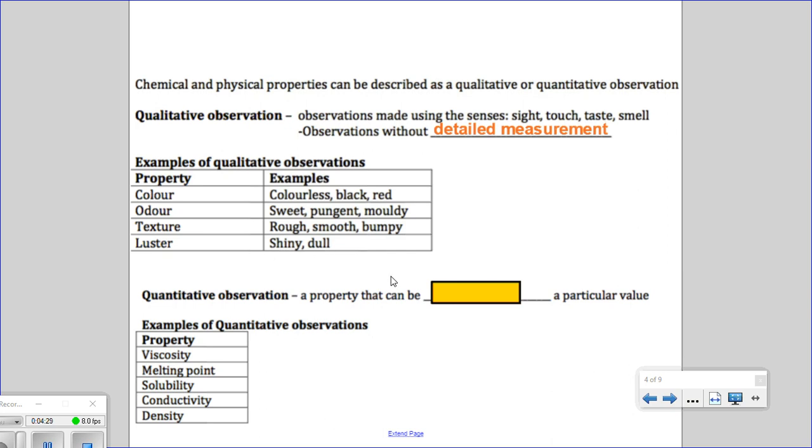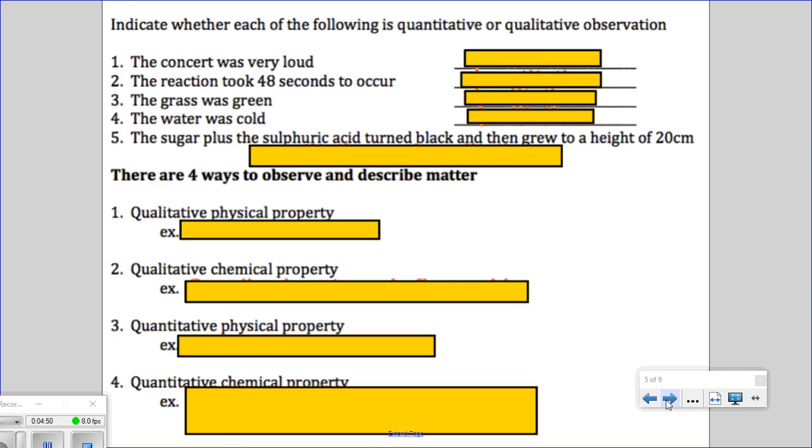A quantitative observation is a property that can be assigned a particular value, or something that is measured. Examples of quantitative observations include viscosity, melting point, solubility, conductivity, or density. These all have a particular measured value. In the following examples, you'll have to determine whether it's quantitative or qualitative. So we'll have a look at those now.